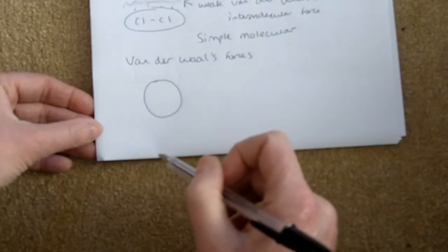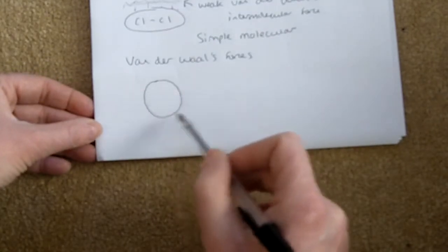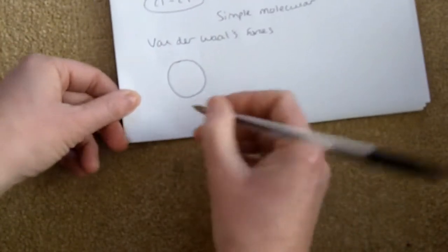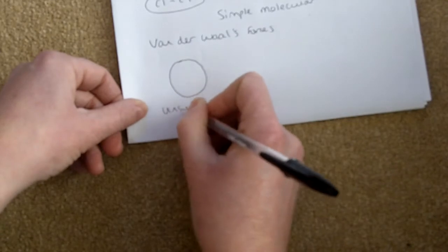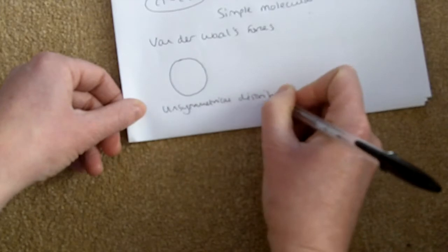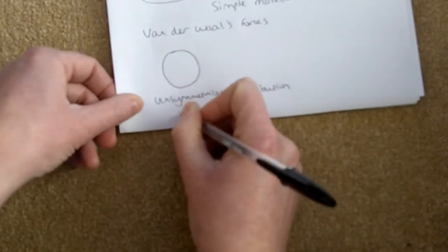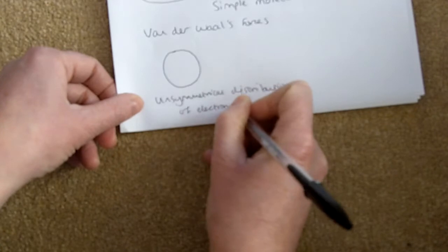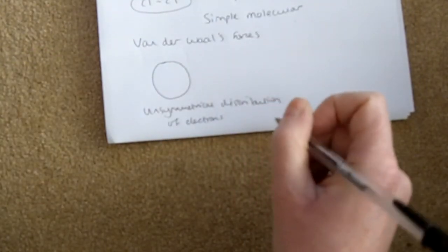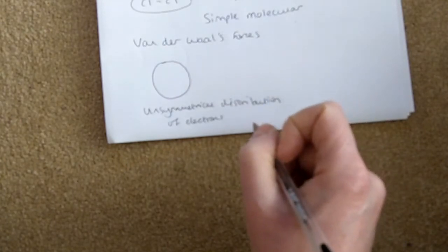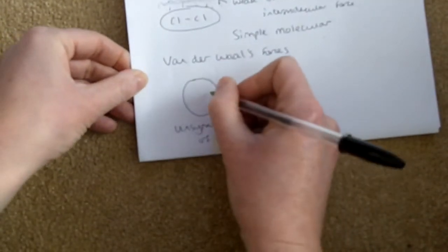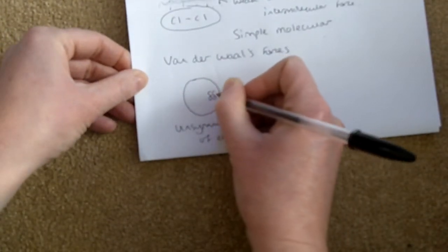and you've got lots of electrons, and electrons are moving around the whole time, you may get an unsymmetrical distribution of electrons. So they're moving all around, but for 1 instant, for 1 second, you might get more electrons on one side of the molecule than the other. And if that happens, and you get this unsymmetrical distribution, then you'll get a temporary dipole.